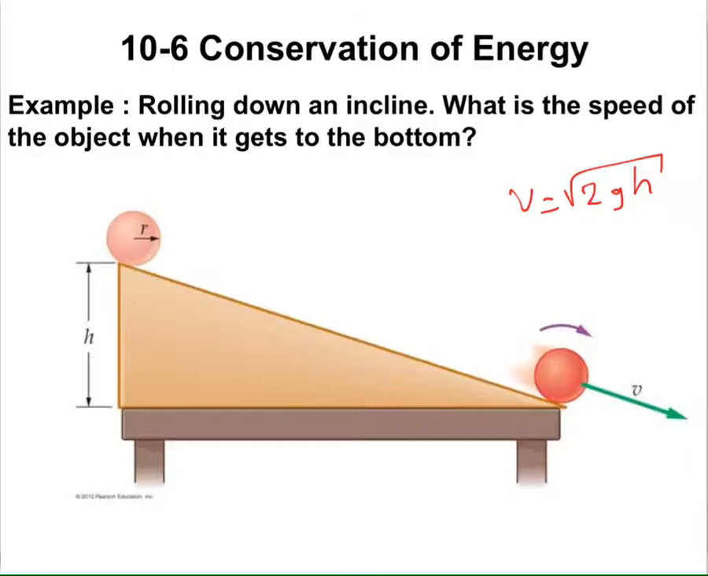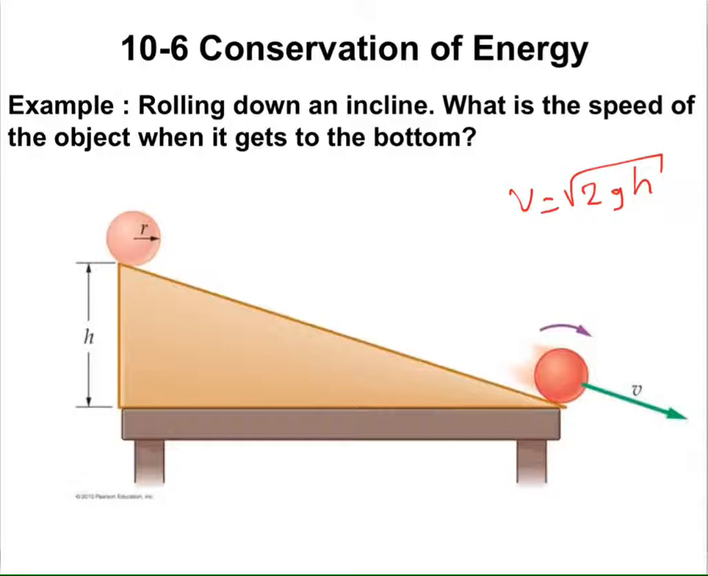Now, I will ask the next question. If there is no friction on the surface, that means if you release this round object from rest, it will go without rotating. It will slide. It will not rotate, because rotation is because of the friction between the surface and the object. So what will be the velocity in that case? The object is going down without rolling, just skidding, sliding. What will be the velocity in that case?